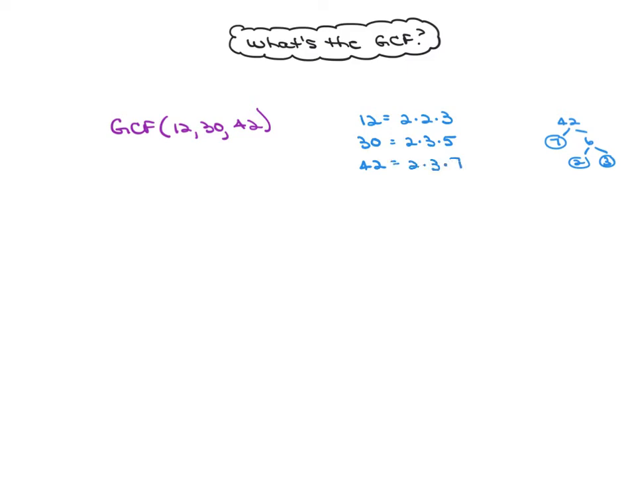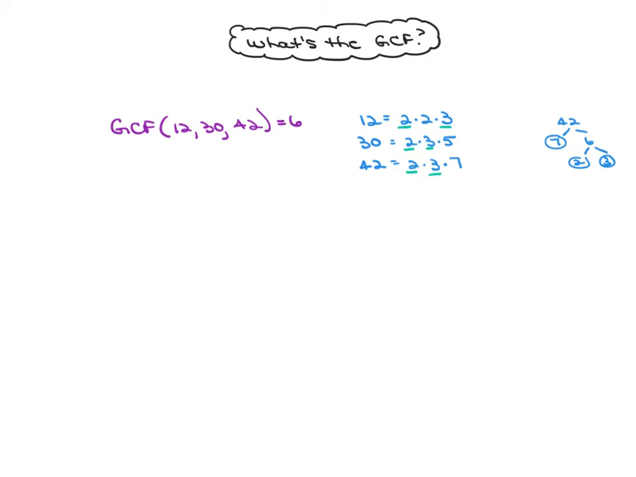Once we have the prime factorization, we want to find the greatest common factor. So we want to find what prime factors all three numbers share. So I see that they all share a 2. They all share a 3. And then what's left over is a 2, a 5, and a 7. All right, so that's all that they share. So that means that the GCF of 12, 30, and 42 is 2 times 3, which is 6.